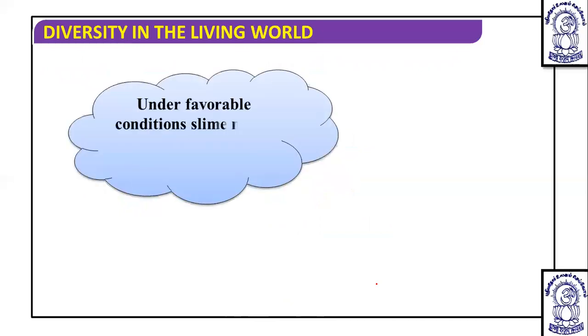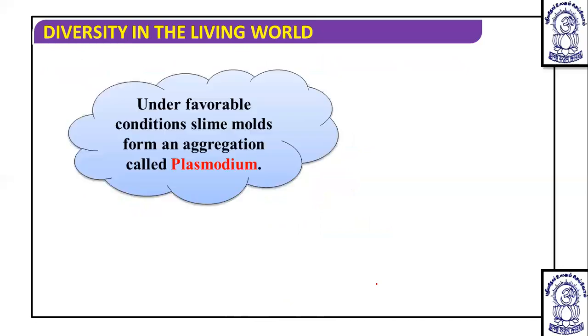So dear students, we have studied in the slime mold that under favorable condition, slime molds form aggregation, the acellular slime mold that is known as plasmodium. It is diploid, it is a multinucleated body, and it is formed in favorable condition. One of the important statements of the NCERT is that it is formed in favorable condition. So that you should remember. Okay, this word favorable should be remembered.